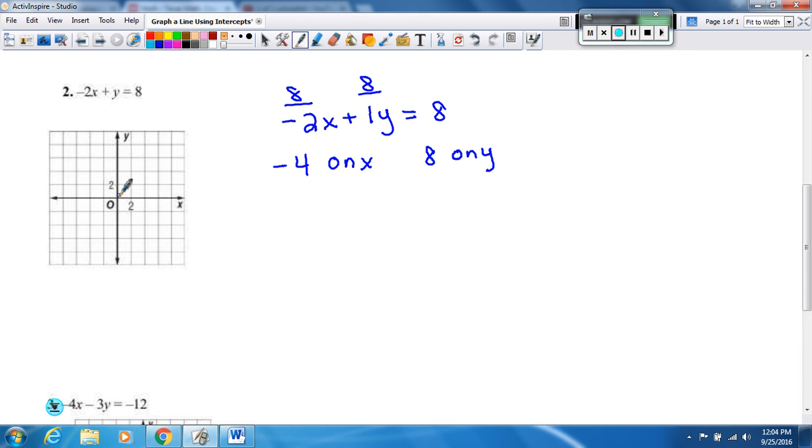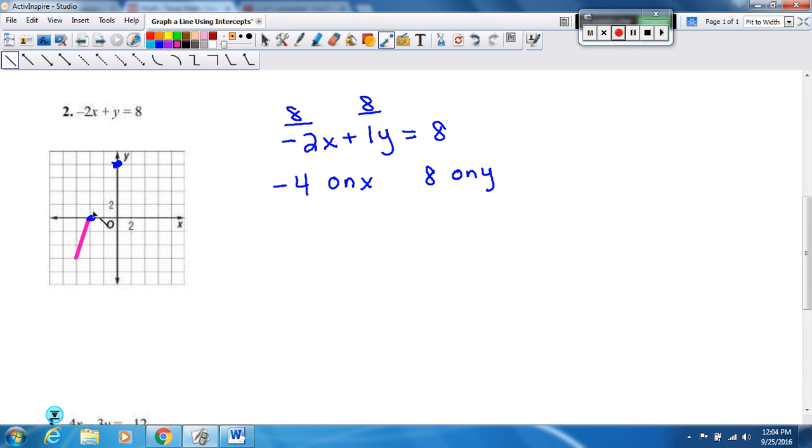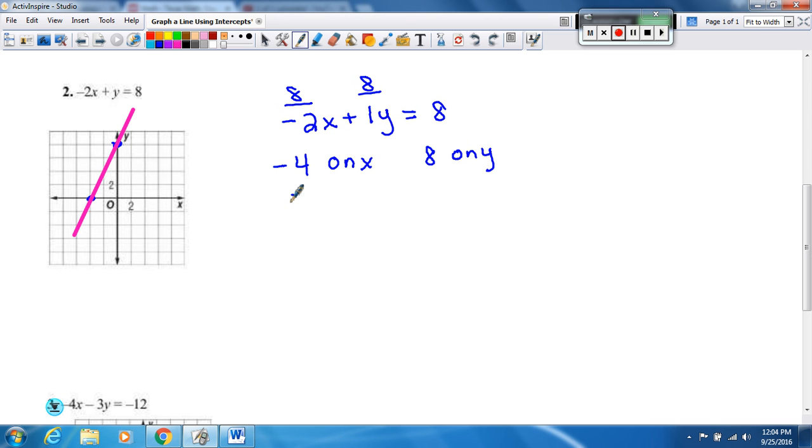So negative 4 on x, and these are counting by 2's here. So negative 4 would be here, and 8 would be 2, 4, 6, 8. You connect them with a line. And for the intercepts, it's negative 4 for x, 0 for y, and 0 for x, 8 for y.